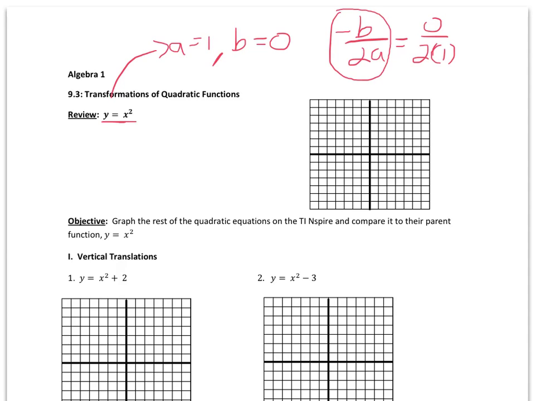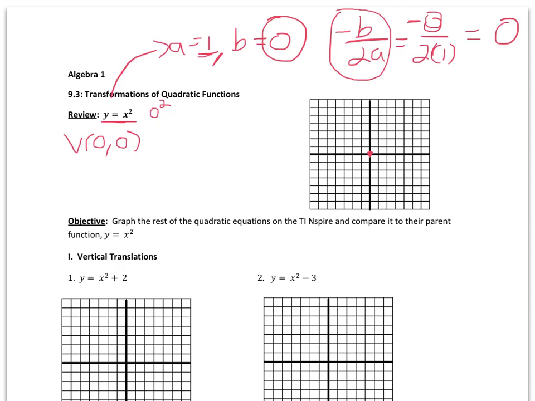Well, you can see I have the values written. Since it's just 1x squared, a is 1, but there's no x, so b is 0. That makes our work a lot easier. If I plug this in, negative 0 over 2, well, 0 divided by anything is 0. So for the vertex, the x value is 0. If there's no x, then the x value for the vertex is always 0. And then if you plug 0 in, 0 squared equals 0. So that's the y value. So this vertex is at the origin.